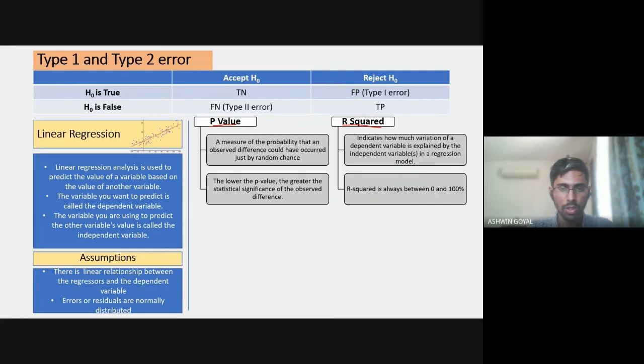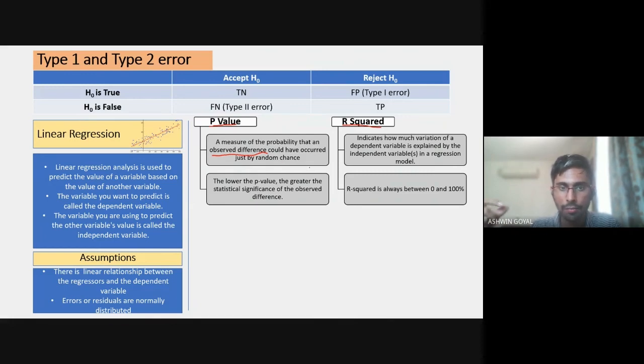So what is a p-value? I would not say it is a complex topic, but it is slightly difficult. So you might not get it in the first read, but try to understand. A p-value is a measure of whether something occurred just by random chance. It is a measure of the probability that something occurred just by random chance. So there was an observed difference. What was the probability that this observed difference occurred just by random chance?